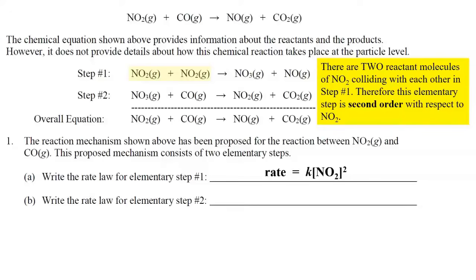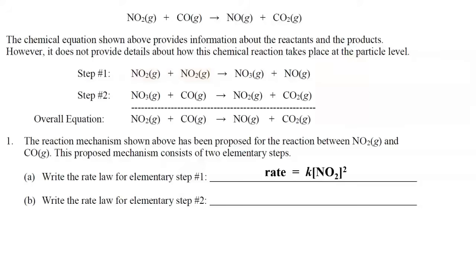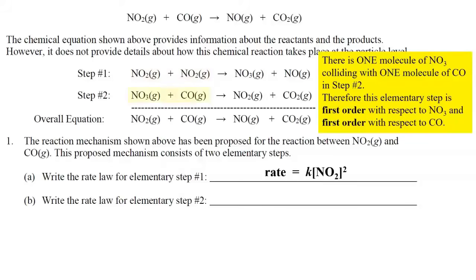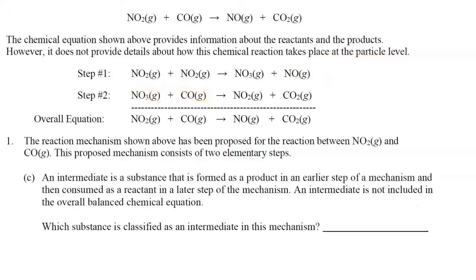Now for the rate law for elementary step number 2, we see that there's one molecule of NO3 colliding with one molecule of CO. Therefore, this is first order with respect to NO3 and first order with respect to CO. So the rate law for that particular step would be rate equals k times the concentration of NO3 times the concentration of CO. Again, these are to the first power, first order, one molecule of each.